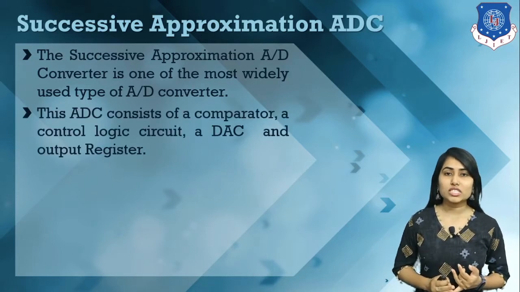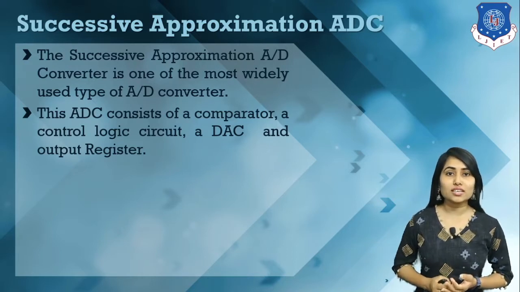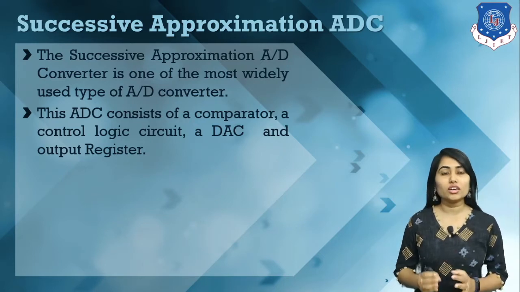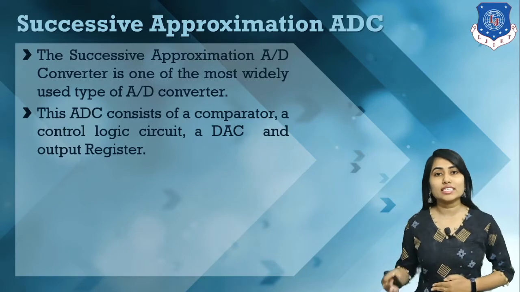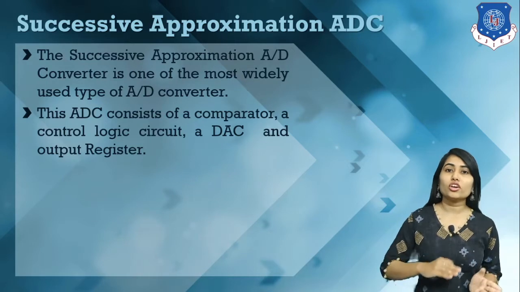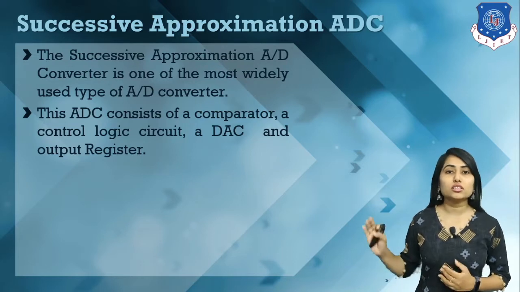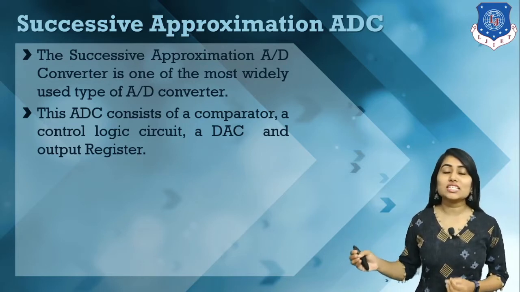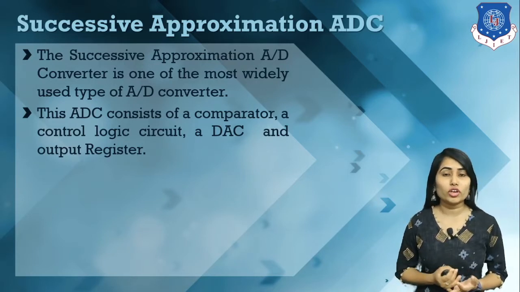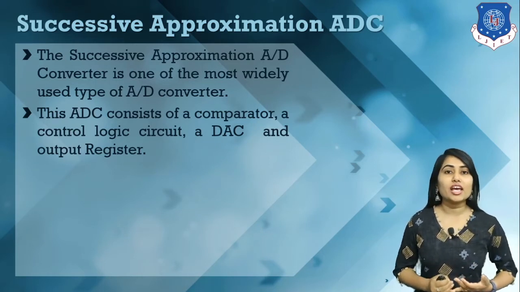This analog to digital converter circuit consists of one comparator circuit, one control logic circuit, then one digital to analog converter, that is our DAC circuit, and one output register which is used to store our output bits. To convert our analog information into digital, here we use a digital to analog converter.